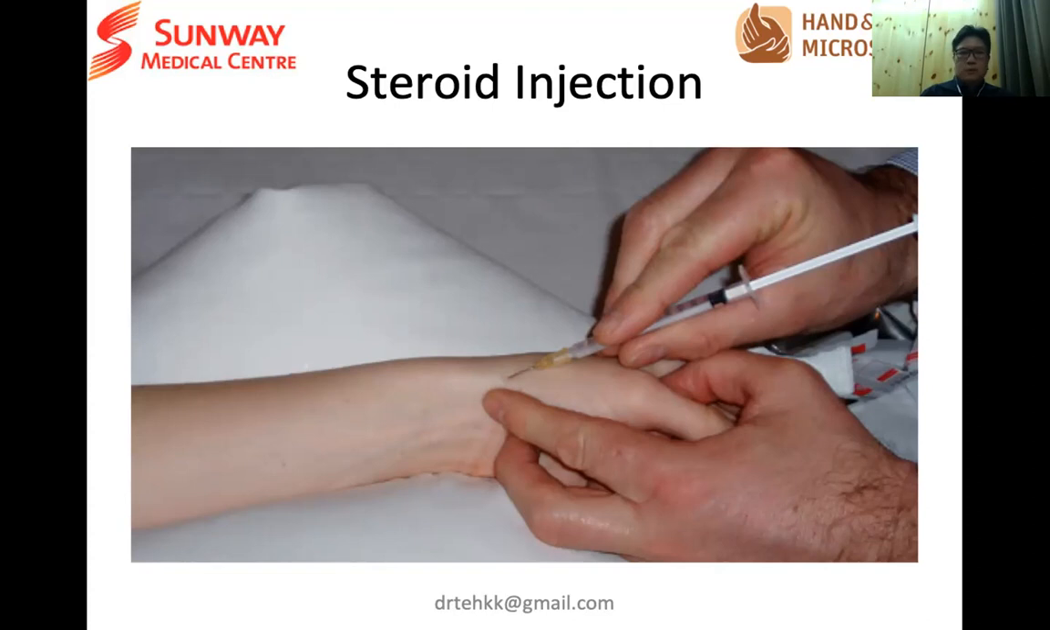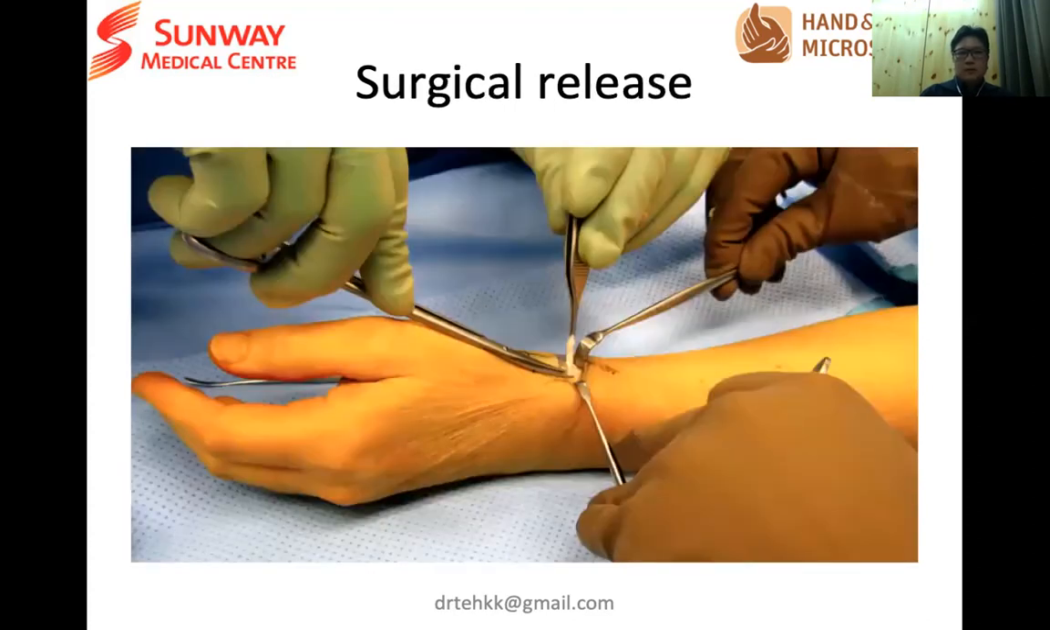They will sue us. So this is a surgical release. Basically, this is done under local anesthesia: you cut and release the retinaculum. The problem with this surgery is the superficial radial nerve that runs up here. If you're not careful, you're going to cut it and cause numbness and pain in this area.